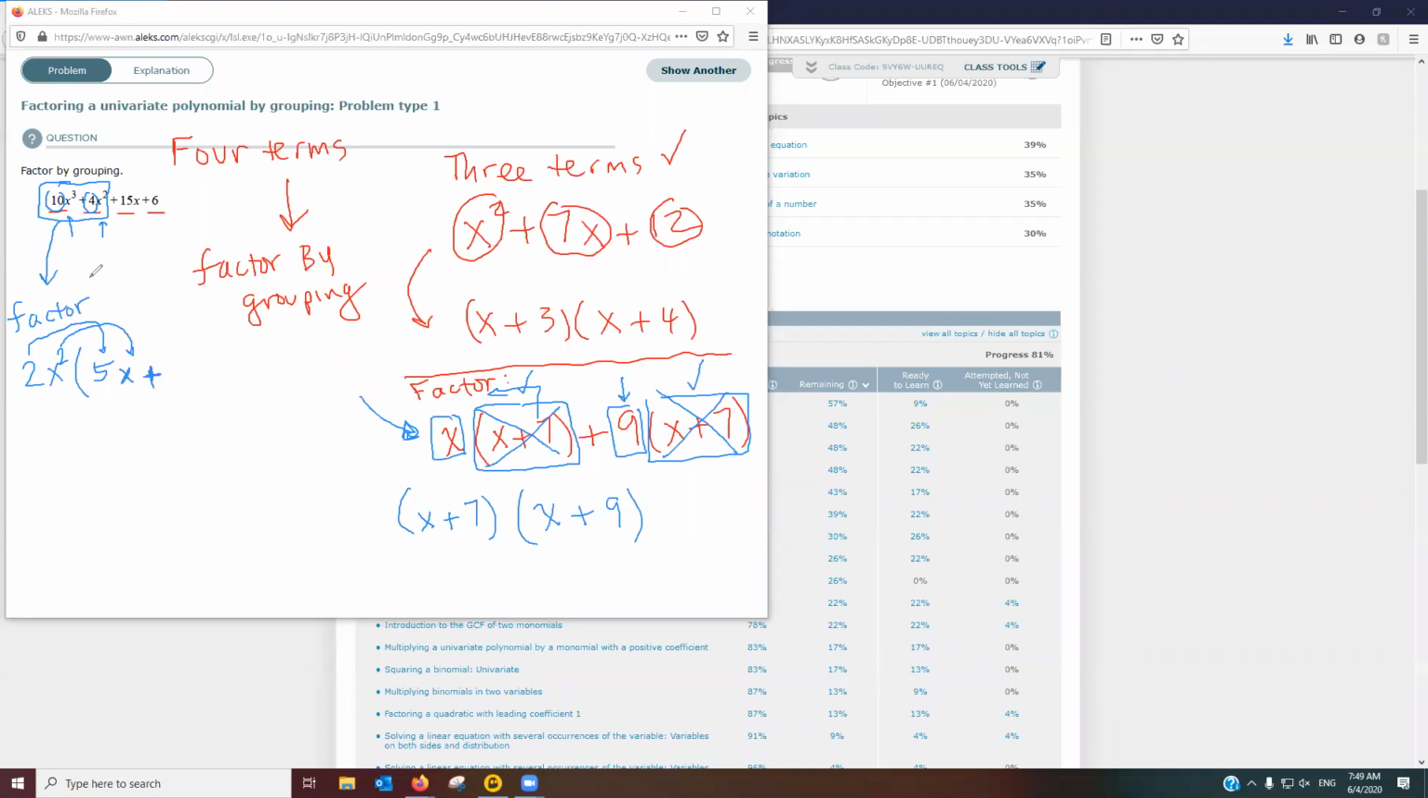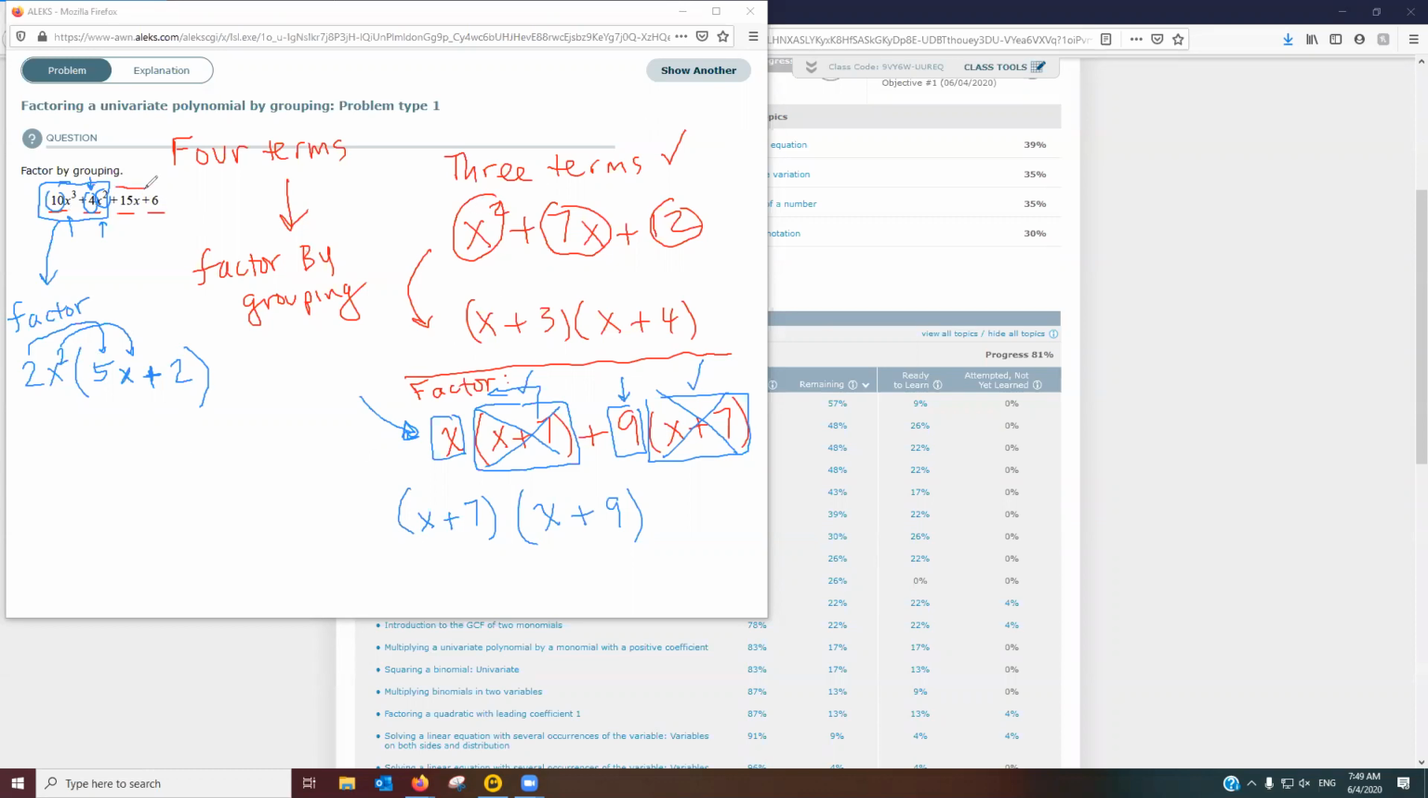Okay, let me go to the back. 2 times some number has got to get me to 4. That means I need a 2. And x squared times something has got to get me back to x squared. Well, I don't need anything then with the 2. So I just factored out the greatest common factor from the first two expressions only.